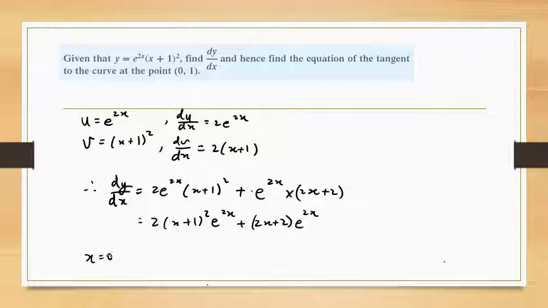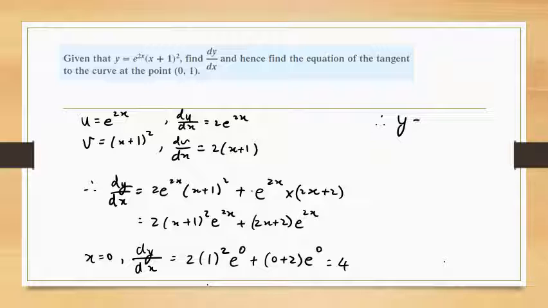So let's sub in 0. So we're at 2 times 1 squared e to the power 0 plus 0 plus 2 e to the power 0. Remember, anything to the power 0 is 1. So we get 2 plus 2, which is 4. So then the equation of the tangent will be y minus y1 equals the gradient times x minus x1.